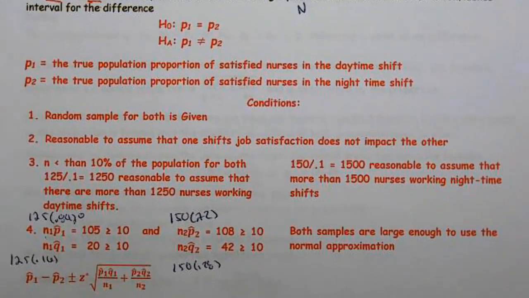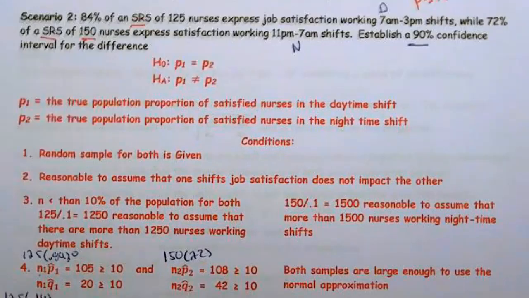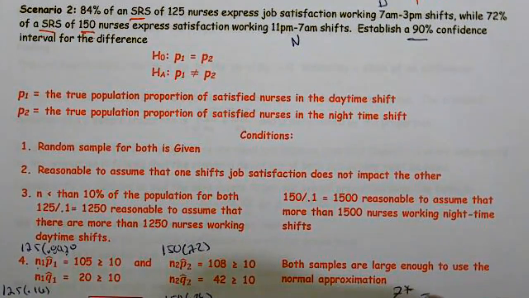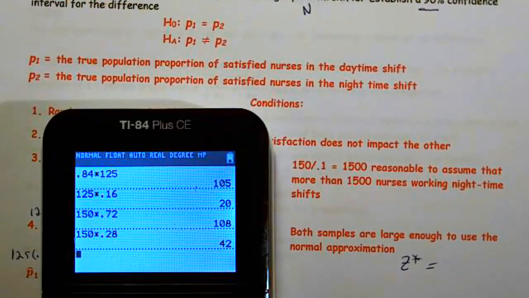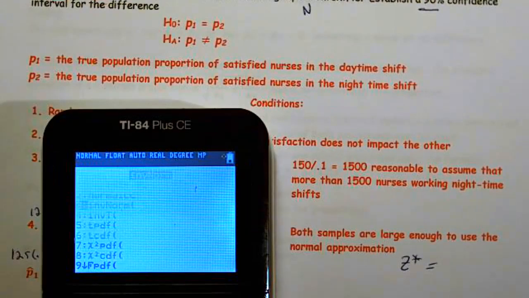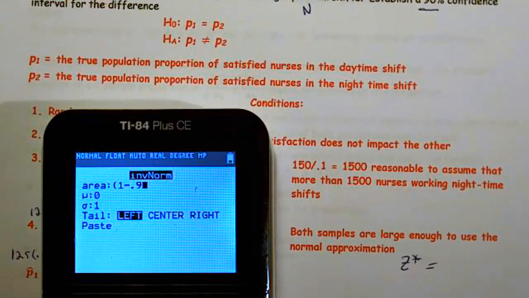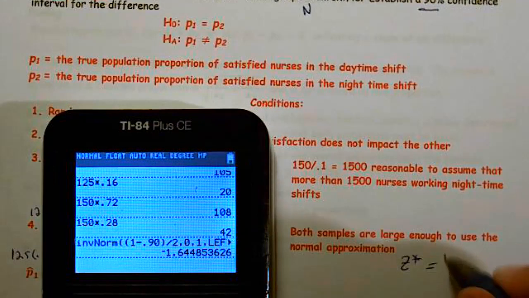Well, they want us to construct a 90% confidence interval. So let's go ahead and calculate our Z star. So Z star is going to equal second vars inverse norm, parentheses 1 minus 0.90, close parentheses divided by 2, mean is 0, standard deviation 1. And we get 1.645.